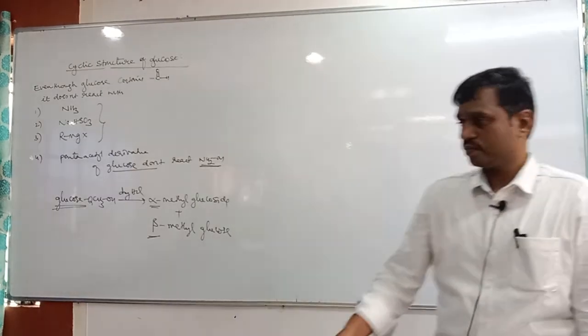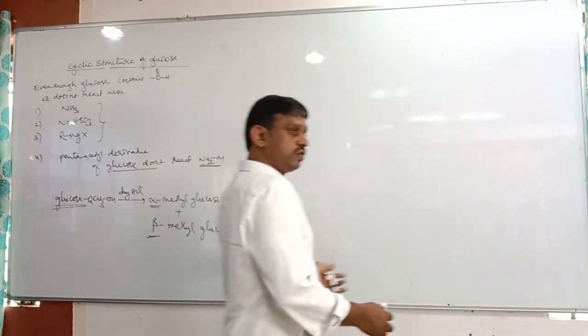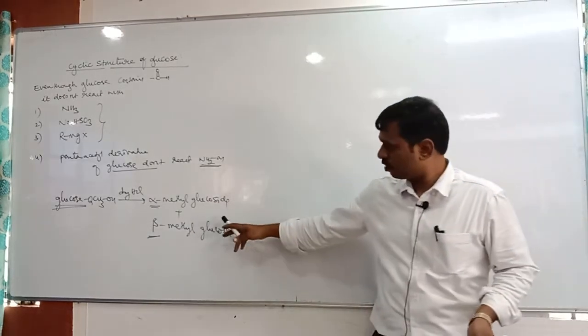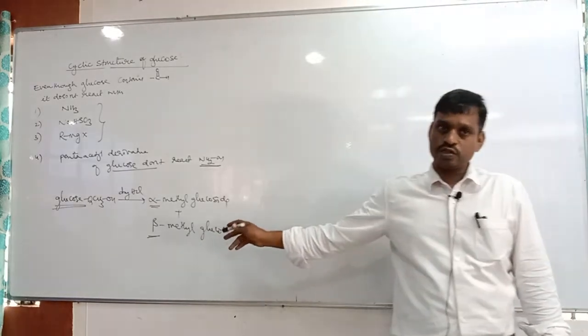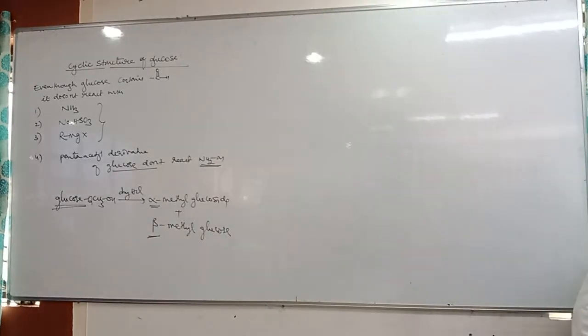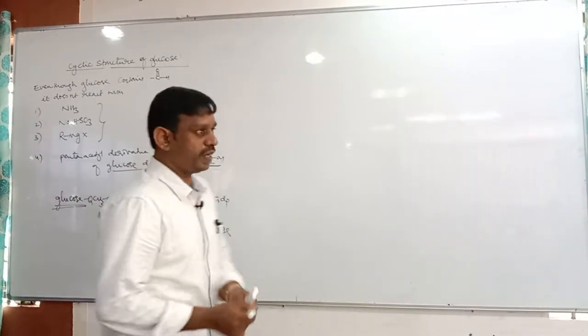Okay, next is cyclic structure of glucose. Right. Next, after this, write one sentence. After this reaction, it shows that glucose exists in two cyclic forms, that is alpha glucose and beta glucose.